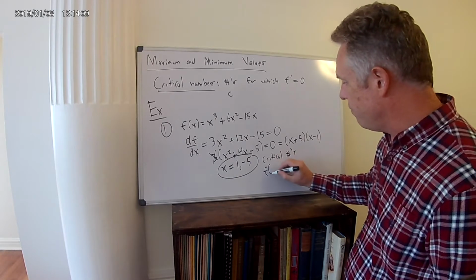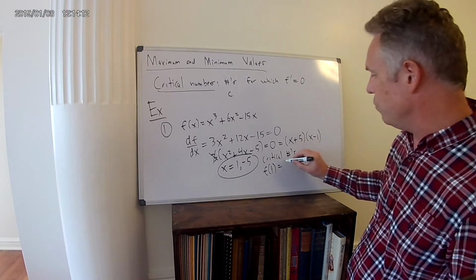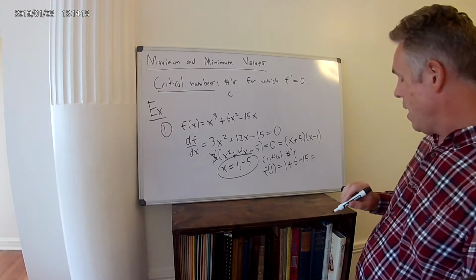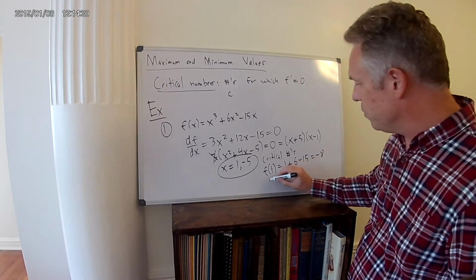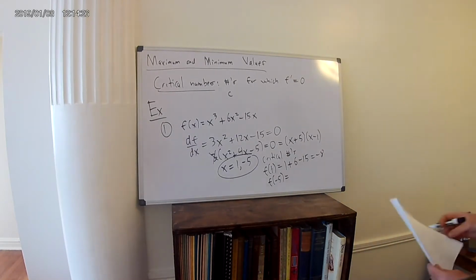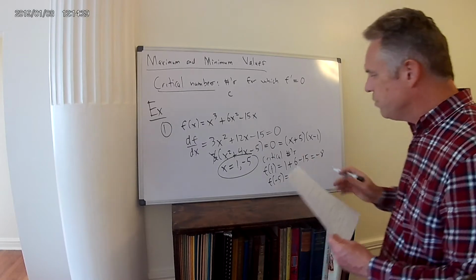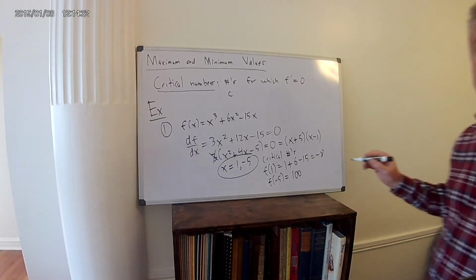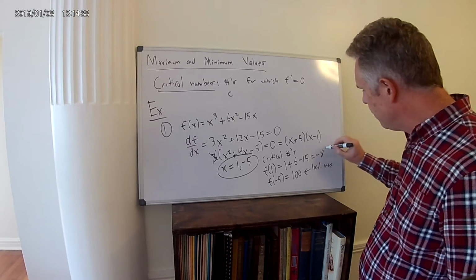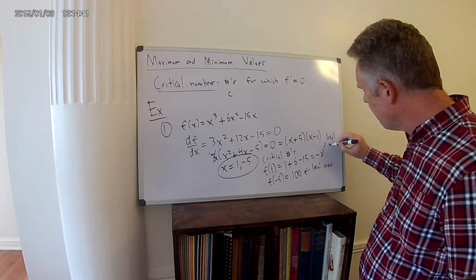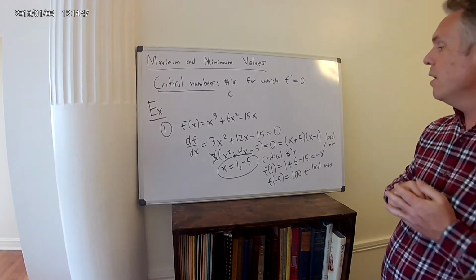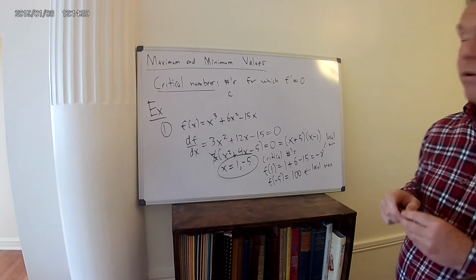So we can plug in f of 1. f of 1 simply equals 1 plus 6 minus 15, plugging in x equals 1, and that gives us minus 8. Then we can also plug in f of minus 5. I'll spare you the arithmetic, but it comes out to 100. So we can actually figure out what we're dealing with. This is a local maximum, and this is a local minimum. That's the classic problem: find the critical numbers of this function, then find the maximum and minimum values of the function at those critical numbers.